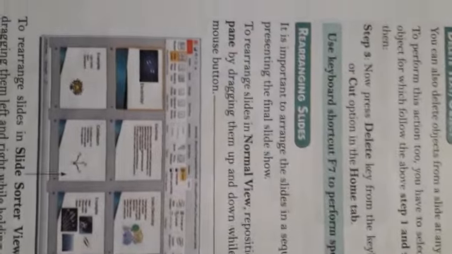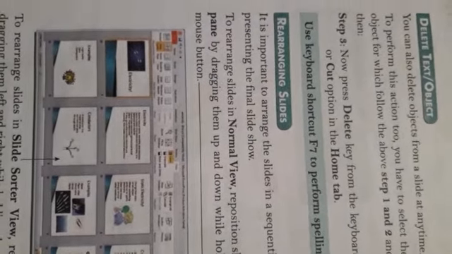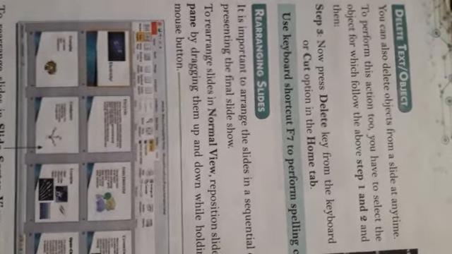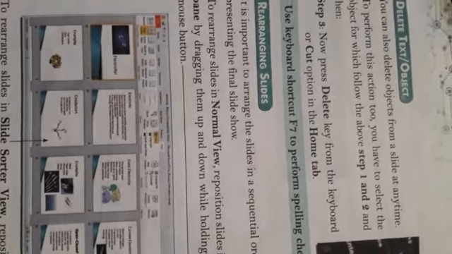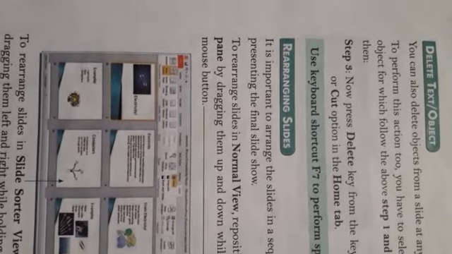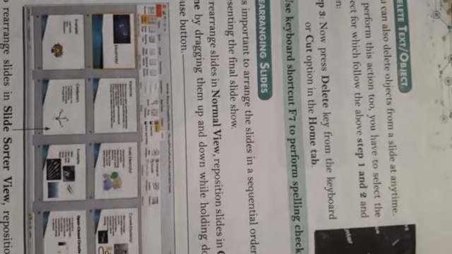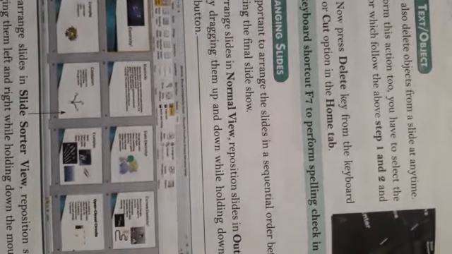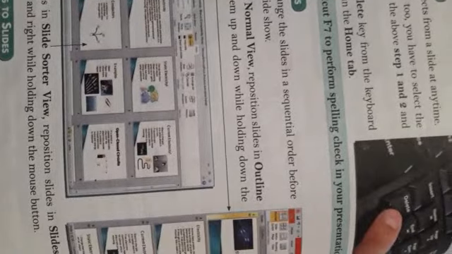Now press the delete key from the keyboard or the cut option in the home tab. Students, you already know what the cut option is. Use the keyboard shortcut F7 to perform spelling check in your presentation. Remember this: F7 to perform spelling check in your presentation.